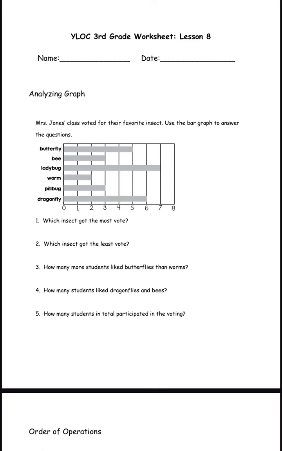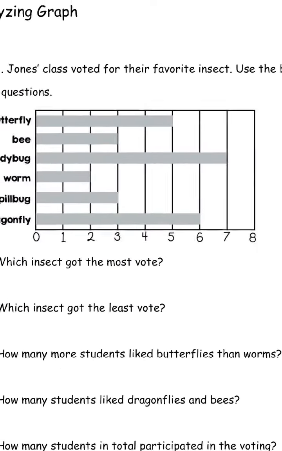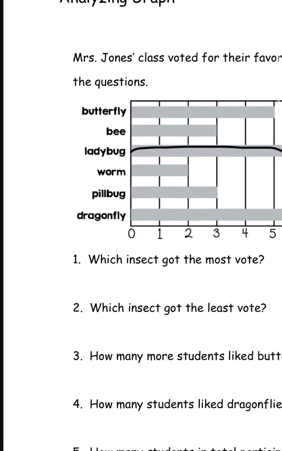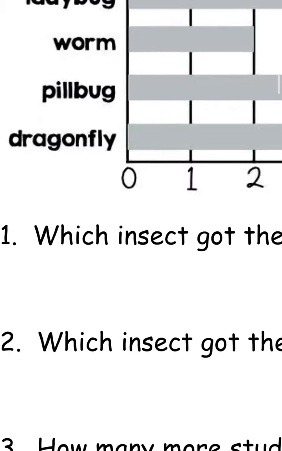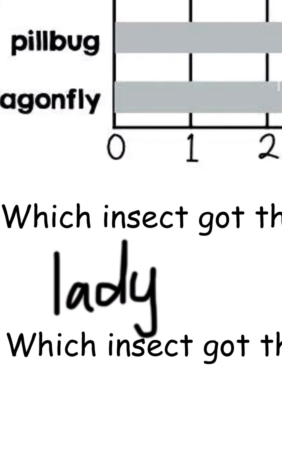For number 1, it says, which insect got the most votes? So if you look at the bar graph, the highest insect that got voted is 7, and that one is ladybug. So for number 1, we need to write ladybug.